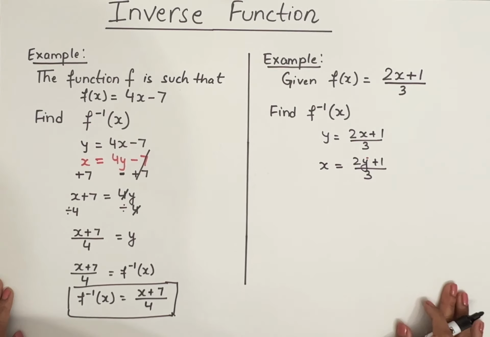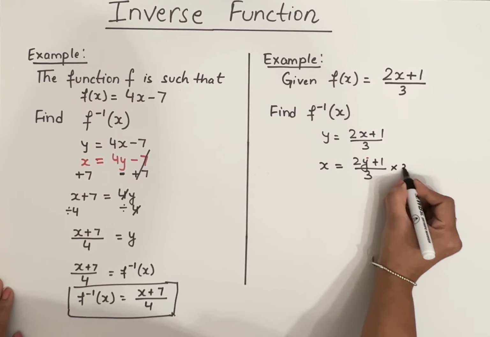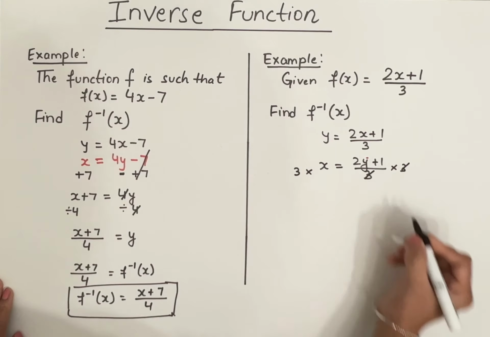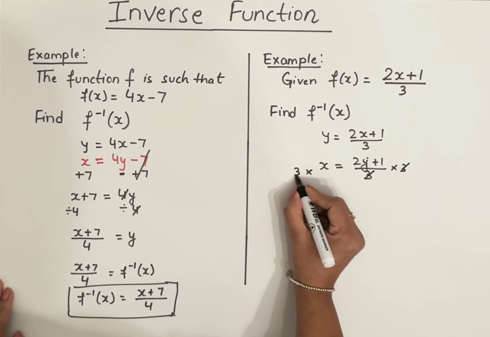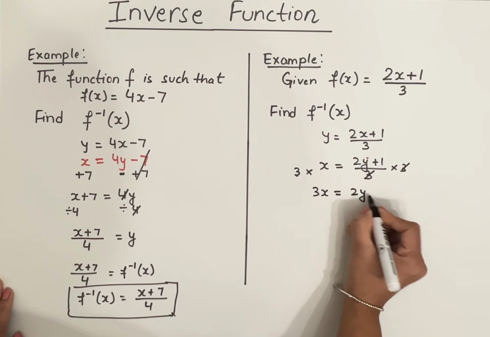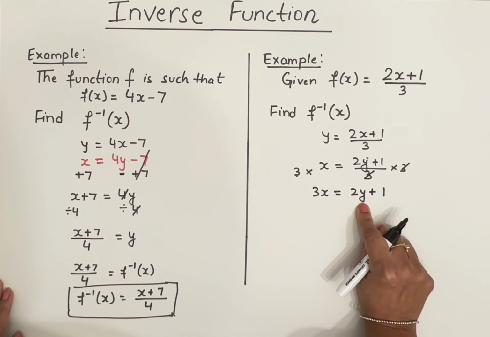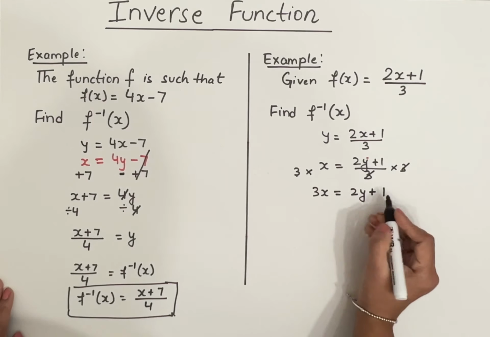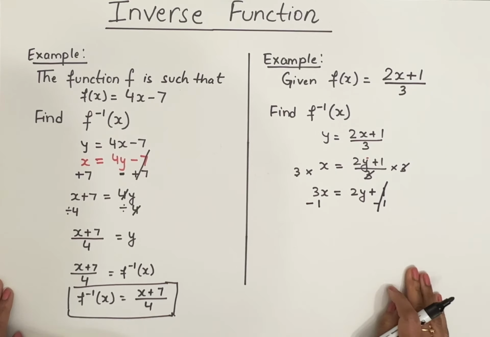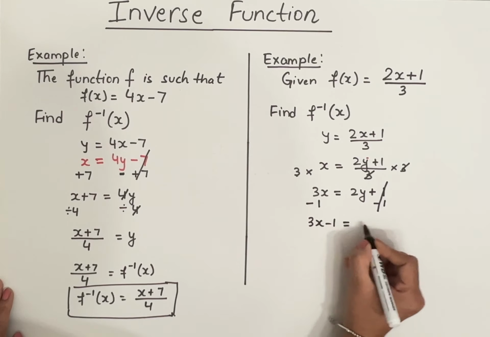So 2, 1, 3. First, we will do the opposite of this, divide by 3. So we're going to times by 3 on both sides. This times by 3, divide by 3 cancels off. And this side, 3 times x, 3x equals 2y plus 1. We need to remember, we need to make y by itself. So let's do the opposite of plus 1. So we're going to do minus 1 on both sides. Plus 1 minus 1 cancels off. So we have got 3x minus 1 equals 2y.